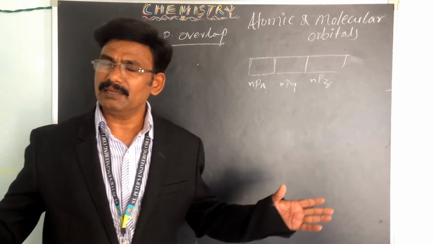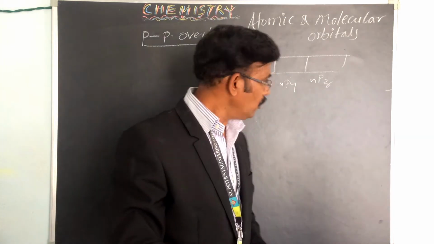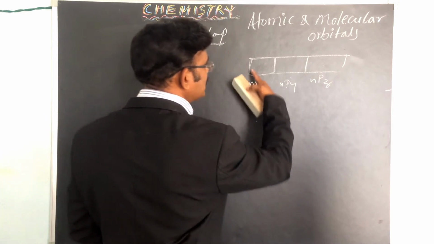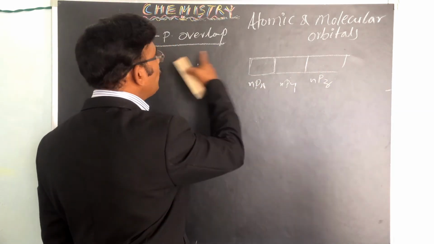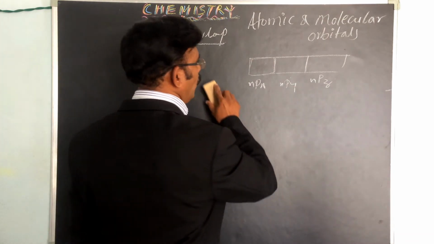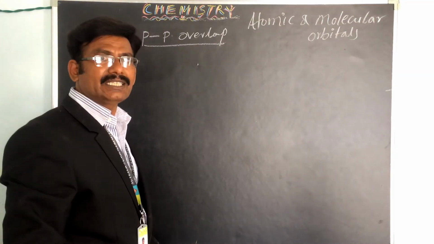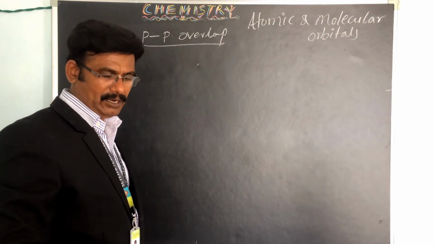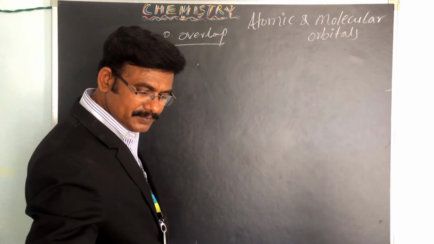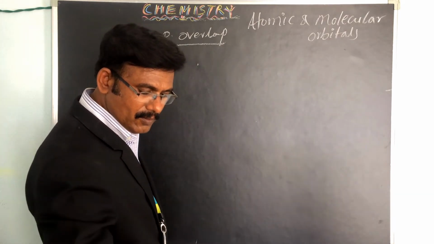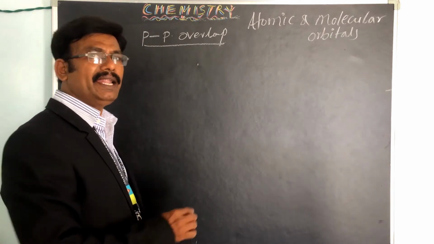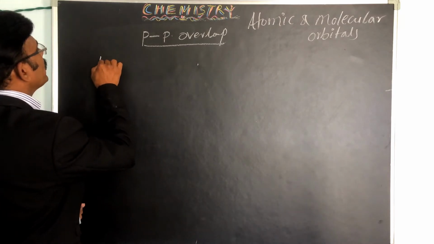What is the difference between bonding and anti-bonding? We have to know. Here the orbitals we know are npx, npy, npz, so we will discuss 3 orbitals. In pp overlap 3 types are there: npx, npy and npz. Now first we have to look at the npz orbital. I will take the colors. First, bonding orbitals.